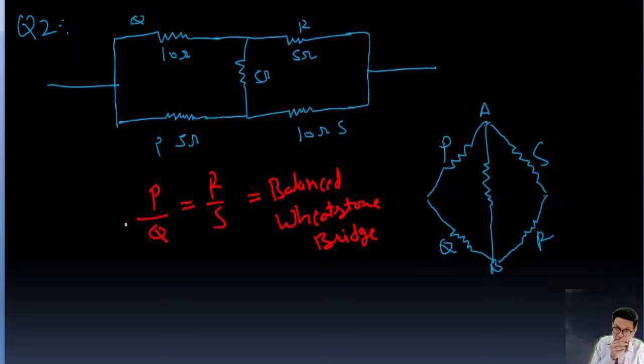So let me just check. P upon Q means that is 5 by 2, and R upon S is also 5 by 2. My apologies, 5 by 10, right? 5 by 10 equal to 5 by 10, that is 1 by 2. So this is a balanced Wheatstone bridge, right? So how are we going to find it? So simple. So this is the condition.